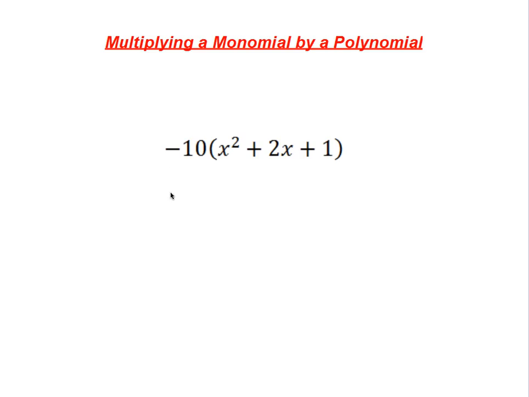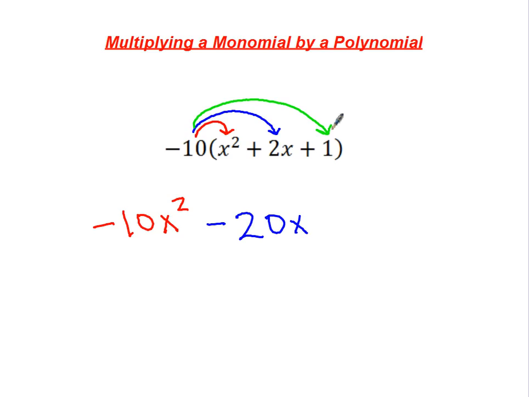When multiplying a monomial by a polynomial, you're simply distributing the monomial outside of the parentheses to every term of the polynomial inside of the parentheses. For example, you'll distribute this negative 10 to every term of the polynomial. So negative 10 times x squared is negative 10x squared. Negative 10 times 2x is negative 20x, and negative 10 times positive 1 is negative 10.